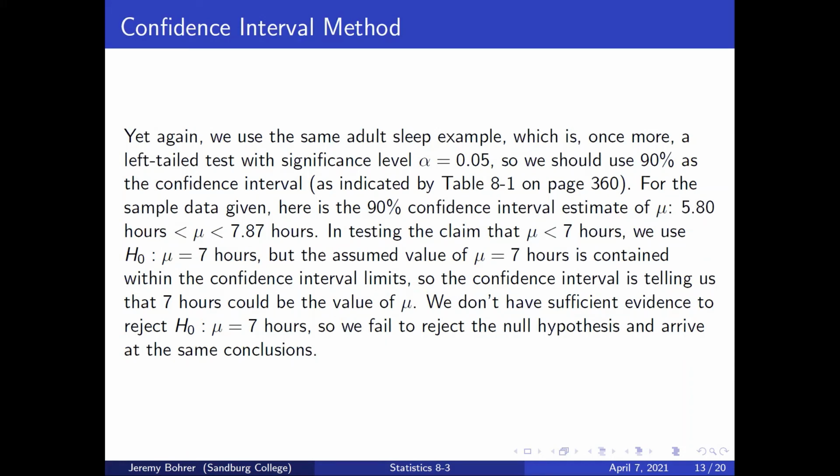In testing the claim that mu is less than 7 hours, we use H naught: mu equals 7 hours, but the assumed value of mu equals 7 hours is contained within the confidence interval limits. So the confidence interval is telling us that 7 hours could be the value of mu. We don't have sufficient evidence to reject H naught: mu equals 7 hours, so we fail to reject the null hypothesis and arrive at the same conclusions.